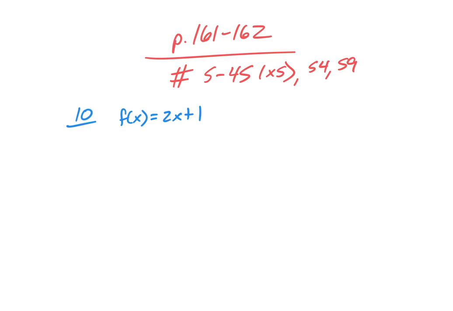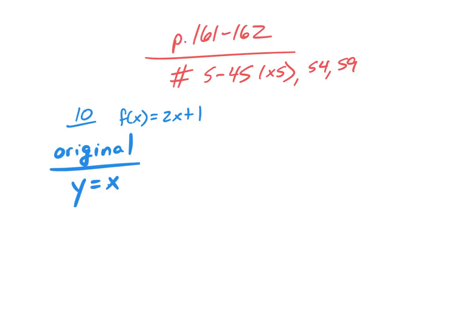But how do I describe my changes based on what's going on here, okay? So the original function is y equals x. It has a y-intercept of 0 and a slope of 1. That's my original function. Okay, this one's obviously in slope-intercept form.